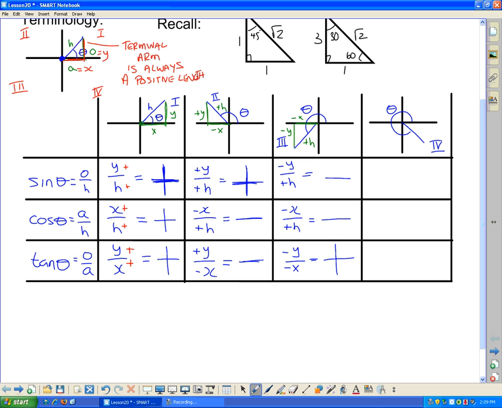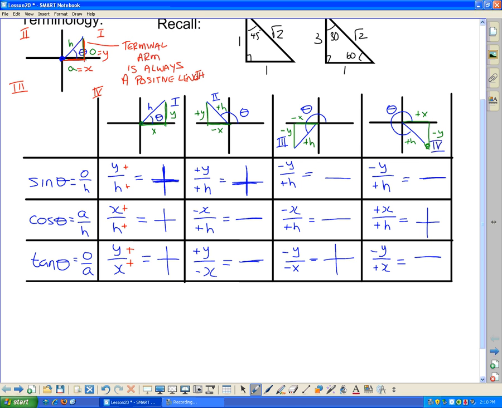All right. Finally, when we look at the fourth quadrant, I will need a positive x value, but I need a negative y value to get to the end of the terminal arm. Hypotenuse still positive. So we would have negative y over positive hypotenuse. So sine would result in a negative value. In quadrant 4 with the cosine, you would have positive x over positive h. Resulting value is positive. And finally, negative y over positive x is a negative value.